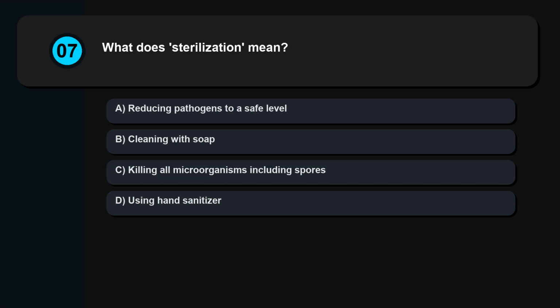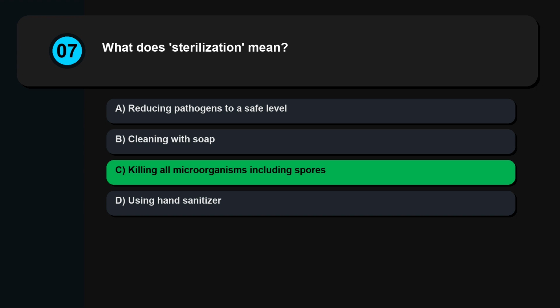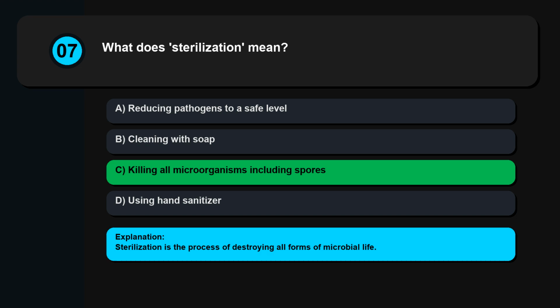Question 7. What does sterilization mean? Reducing pathogens to a safe level, cleaning with soap, killing all microorganisms including spores, or using hand sanitizer. Sterilization is the process of destroying all forms of microbial life.